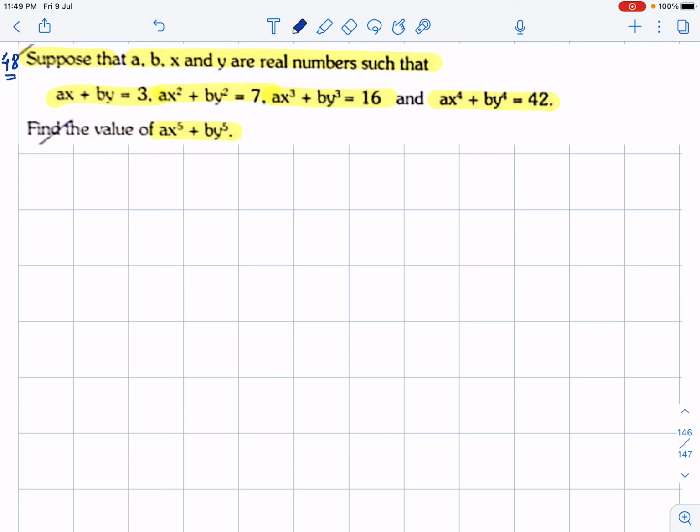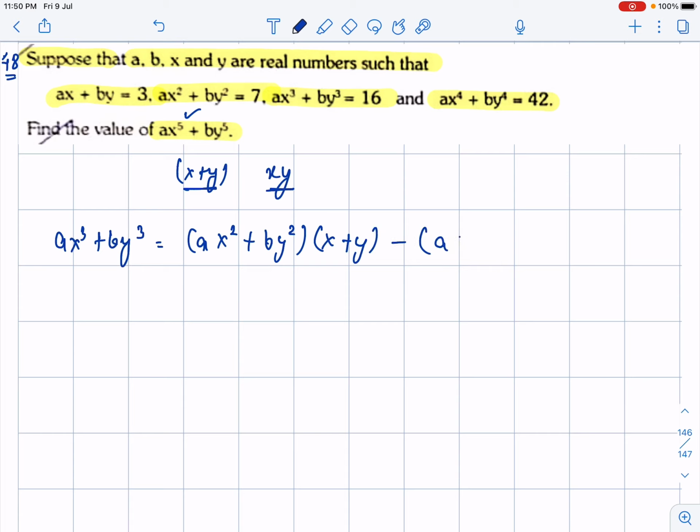So to solve such a question, we'll make use of some expansions, and finally we would have to get the value of x plus y and x multiplied by y, because that will be useful to get the value of ax power 5 plus by power 5. So I'll form equations in two variables, where the first variable will be x plus y, and the other variable will be x into y. So I'll write the value of ax power 3 plus by power 3 as ax square plus by square multiplied by x plus y minus ax plus by multiplied by xy.